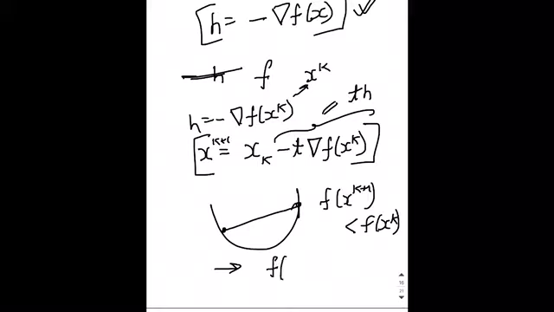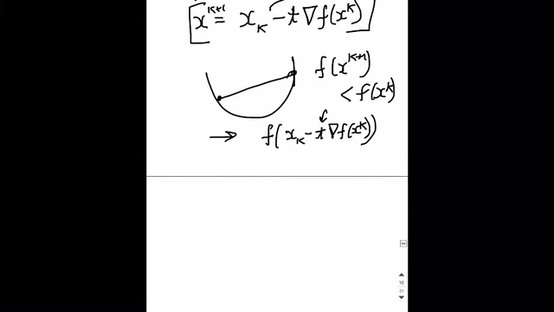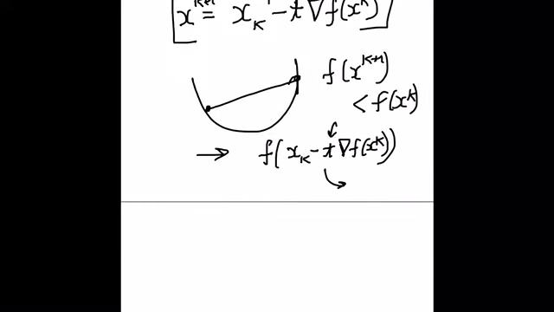So we consider the function f of x_k minus t times the gradient of f at x_k, and minimize it with respect to t. However, this is at times difficult. So a popular iterative algorithm uses backtracking. Directly optimizing with respect to t is called the exact method, and the other method is backtracking.